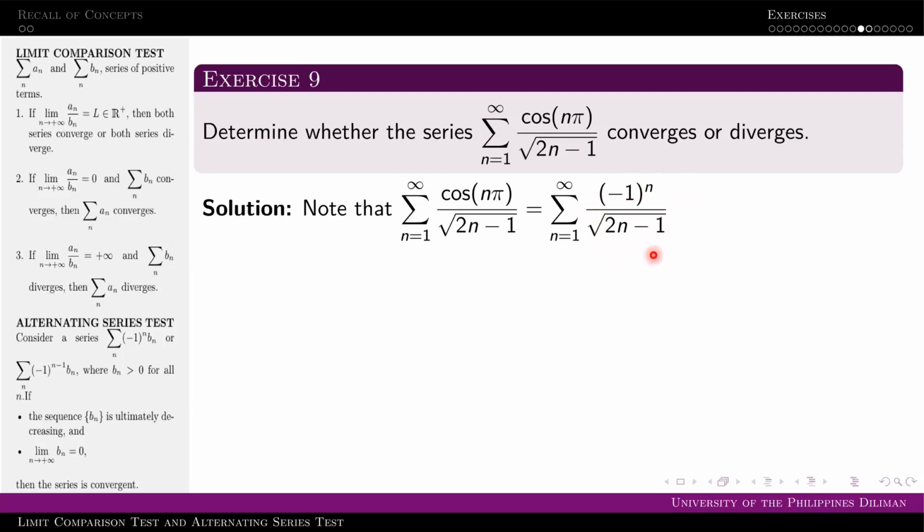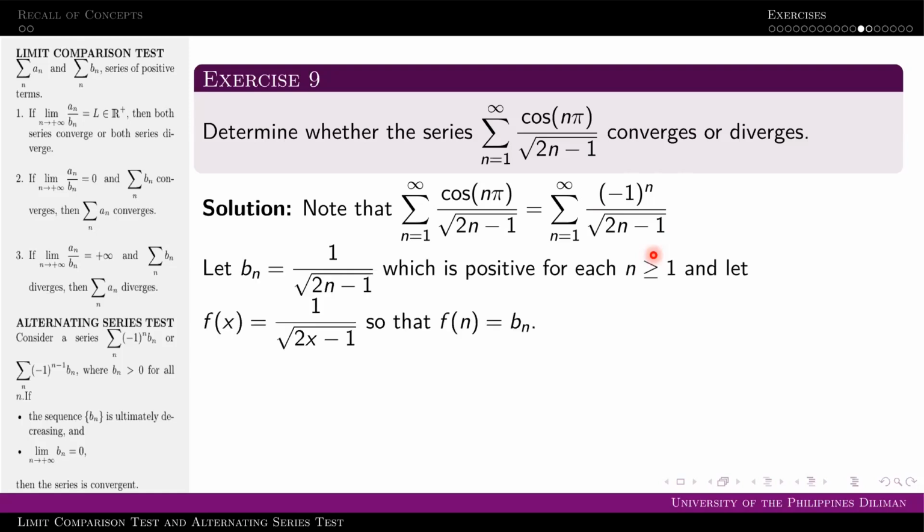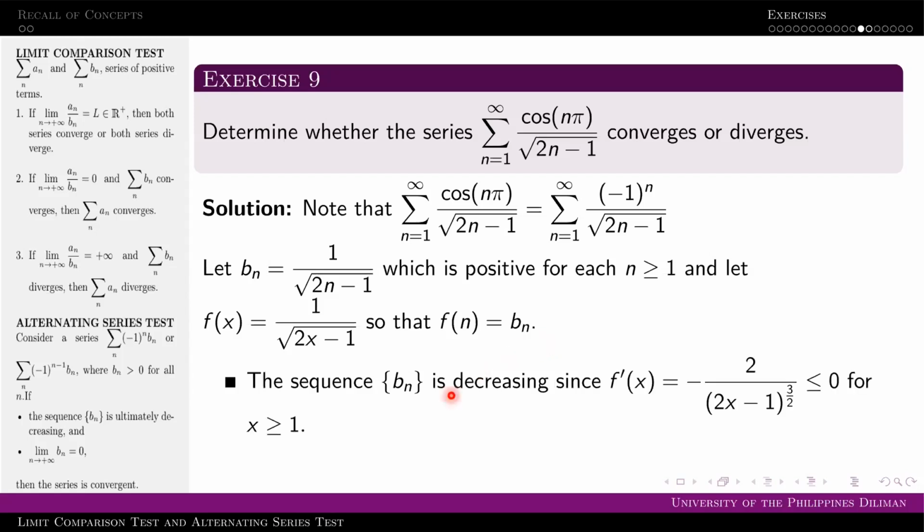So we apply the alternating series test. We let bn be 1 over square root of 2n minus 1, which is positive for n greater than or equal to 1. Then I'll set f of x to be this to make it easier to prove that the sequence bn is decreasing, because when you take f prime, you get this, which is less than or equal to 0 for x greater than or equal to 1. Therefore, our sequence bn is ultimately decreasing.